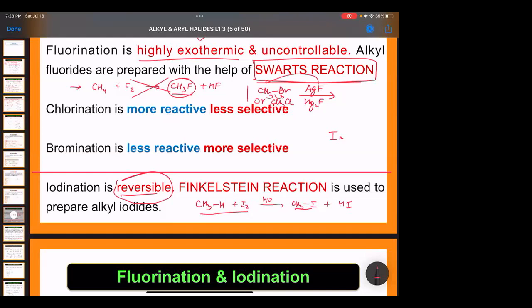So fluorination has some other problems. It was uncontrollable. Once it started, you can't control it. Iodination is the other extreme of the problems. If you have iodine, the reaction will not complete.